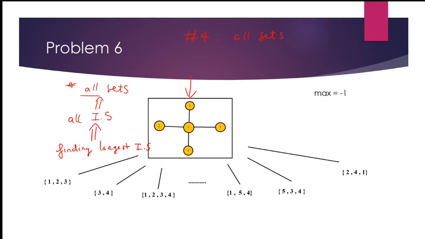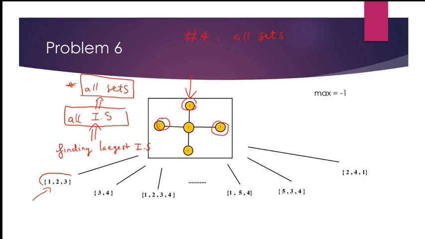So after you have all the sets, you're going to find all the possible independent sets. From 1, 2, and 3, let's check if they are an independent set. So 1, 2, and 3 seem to be yes, because none of these nodes have any direct common edge like this.